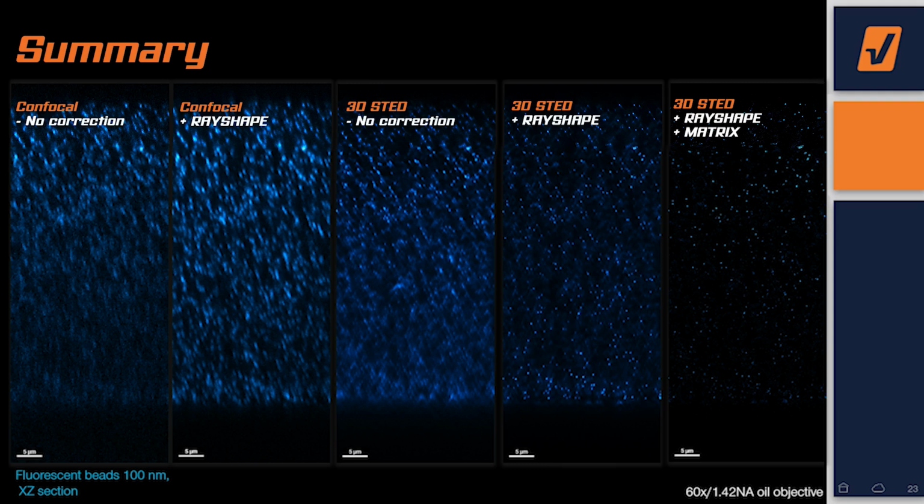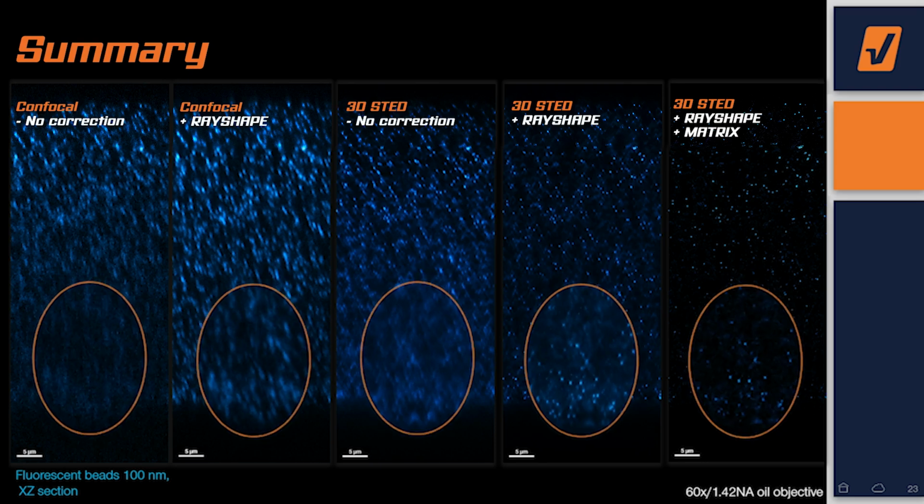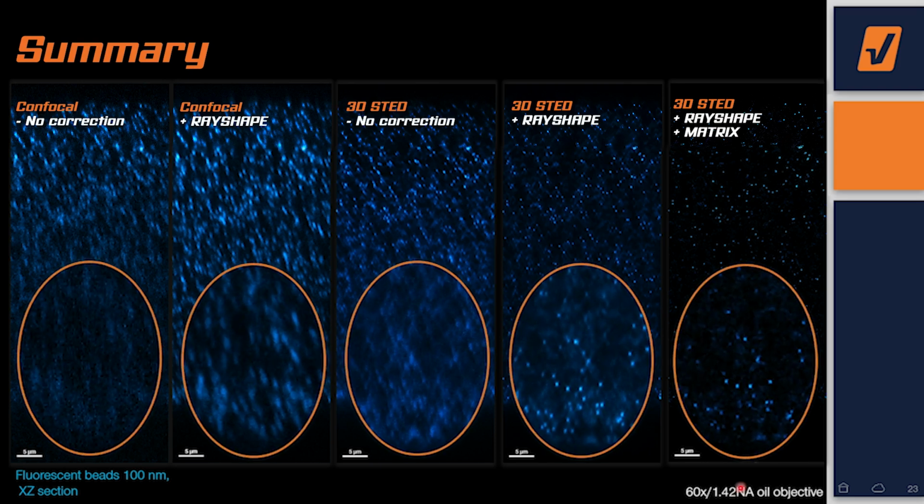We see that here. We have, again, 3D-stat with RAYSHAPE aberration correction and the matrix detector. And this way we can even reduce the confocal background we have in our samples and get our nice isotropic super resolved fluorescence beads here in the deepest sample area, which is in this case roughly 100 micrometers.